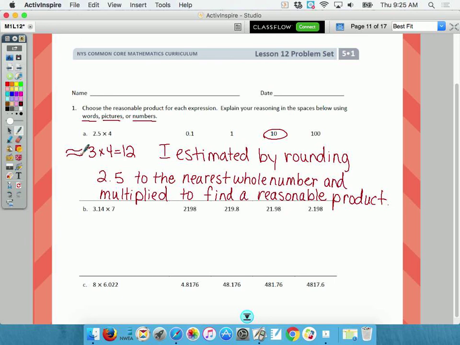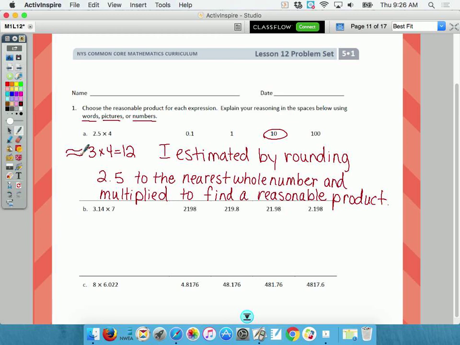What's another way I could have done this without words? Julian? The vertical number line? Yeah, I could have drawn the vertical number line to show that I estimated by rounding. Okay, is there anything else I could have done? The area model. I could have done the area model, but that would have given me the actual answer, and I don't need it. So I think the area model is too much work for this.